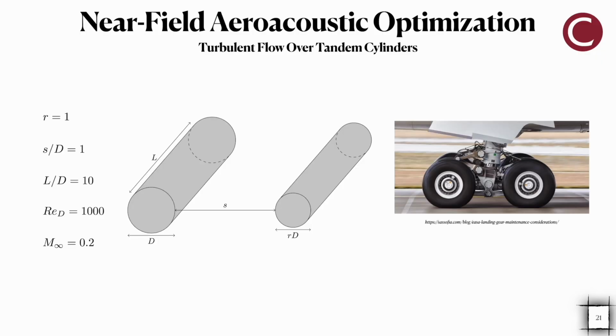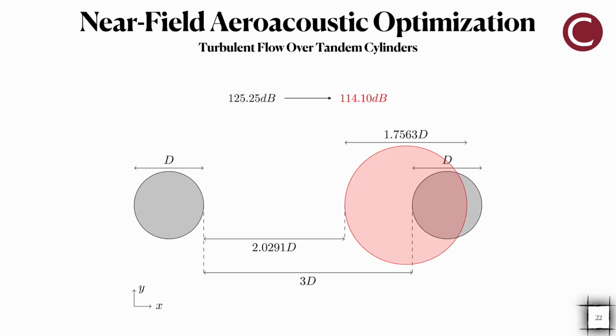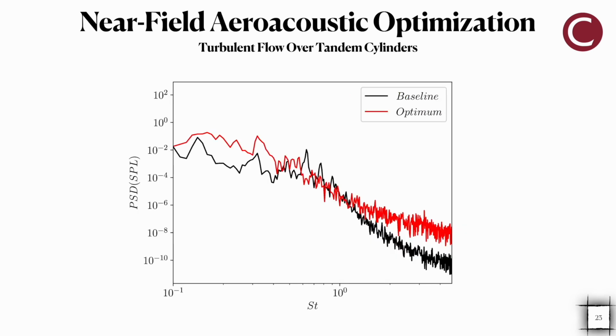The next case that we ran is the tandem cylinder, a simplified version of the landing gears. And here we had 2 different design parameters. One was the spacing between the cylinders, which we can think of as the spacing between the landing gears, and also the ratio between their sizes, the diameters. And in the optimum case, we had the downstream landing gear be bigger and also closer to the upstream one, which resulted in almost 11 decibels of noise reduction.